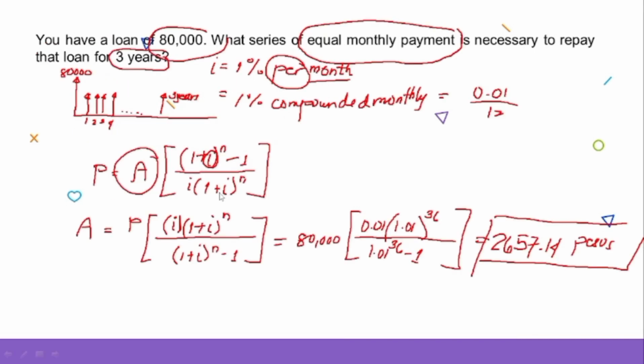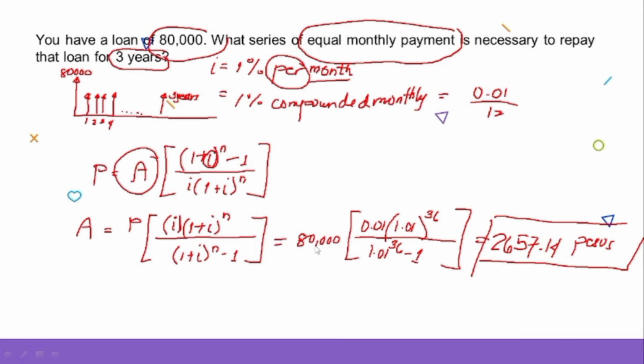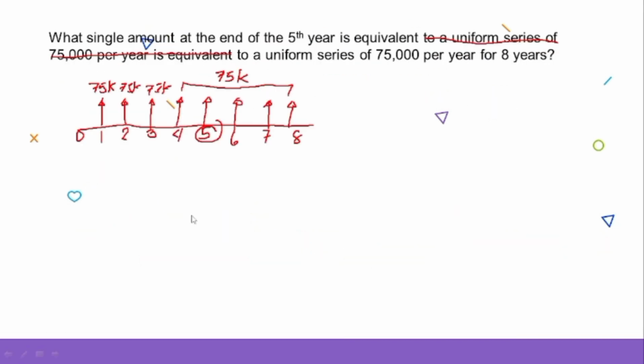So, we will be using this formula, yung future amount considering our annuity. First, kunin muna natin yung future amount natin. So, that would be F is equal to A times 1 plus I raised to N minus 1 all over I.